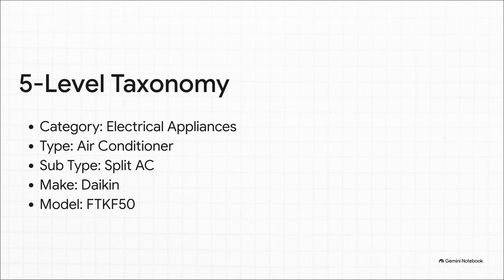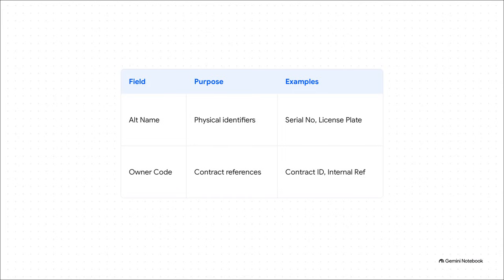Because everything follows the exact same hierarchy, leadership can run instant global reports on all Daikin split ACs across the entire company, regardless of who legally owns them. That's huge for highly precise operational decision-making. But what about the physical tags on the equipment itself? To bridge the gap between the software and the physical world, AssetPro provides 2 specific alias fields.